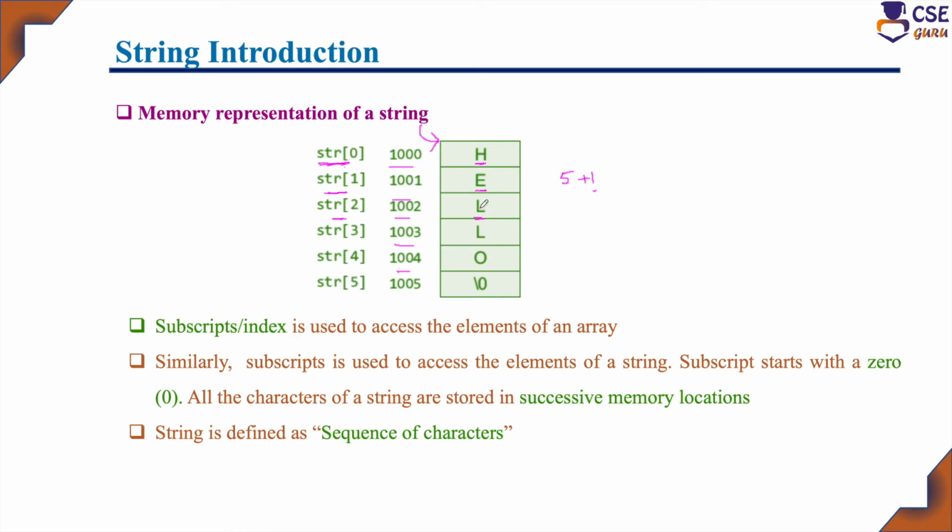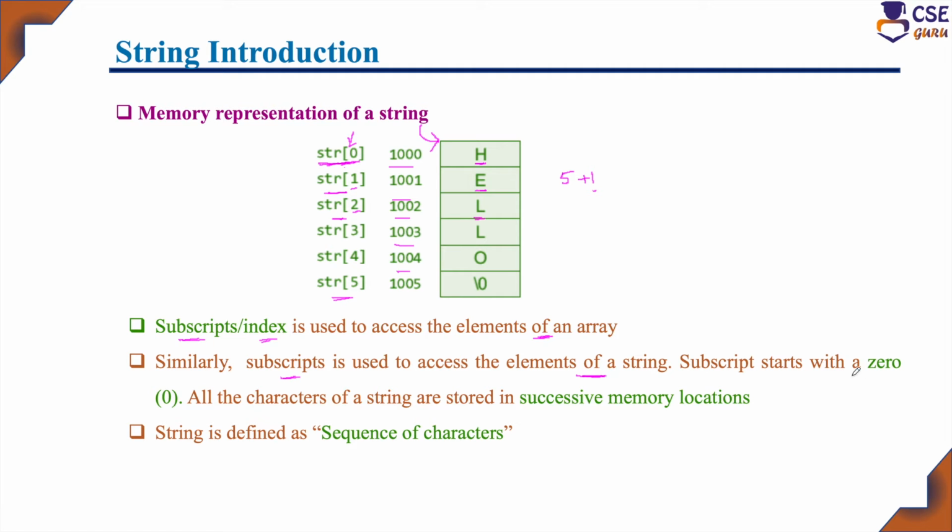If you want to access the string, this is the starting location, so you need to specify str of 0, and the last location is str of 5. So like an array, a subscript or index is nothing but 0, 1, 2 along with the string name. A subscript or index is used to access the elements of the array. Similarly, a subscript or index is used to access the elements of the string also.